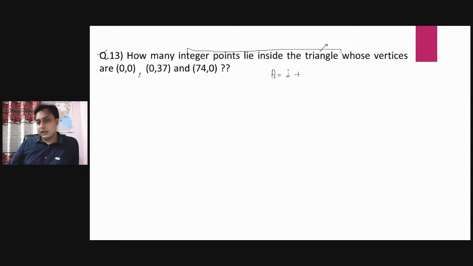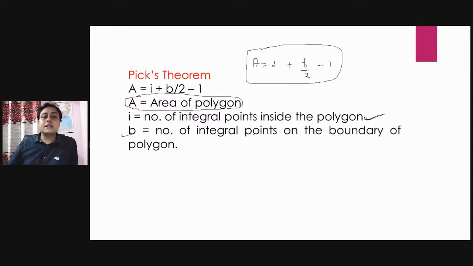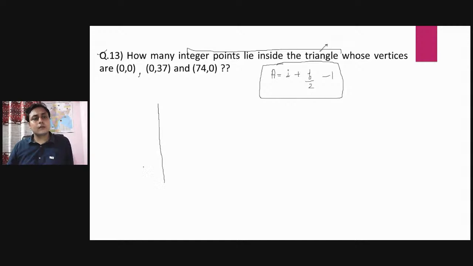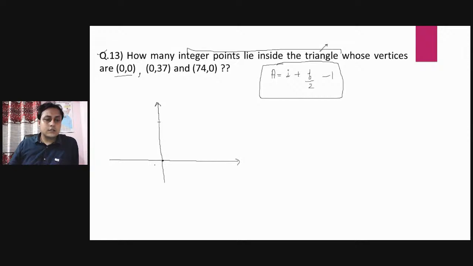Pick's theorem says A, the area of the triangle in this case, equals I, the number of points inside the polygon, plus B by 2, where B is the number of integral points on the boundary of the polygon, minus 1. Apply this formula, we will get the answer easily, right? So just draw the figure to get a rough idea. This point is the origin, (0, 0).